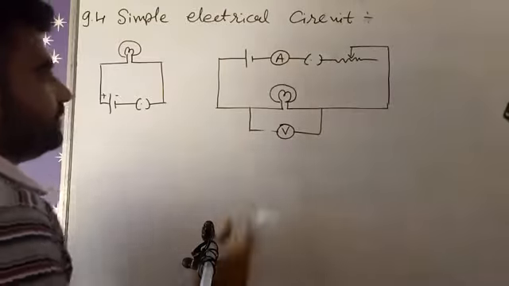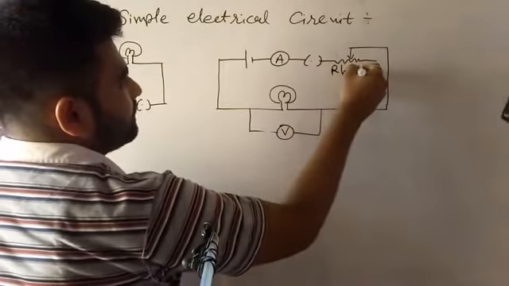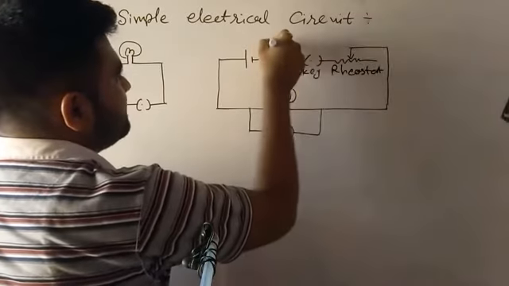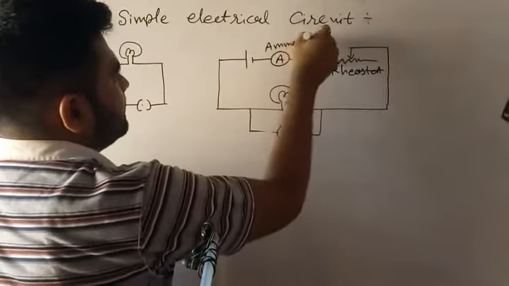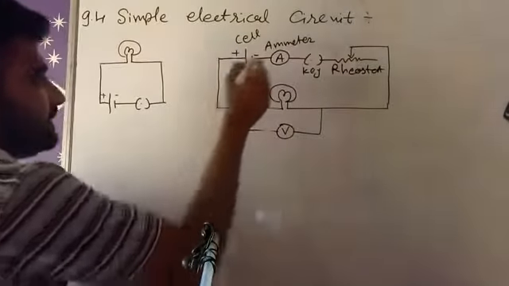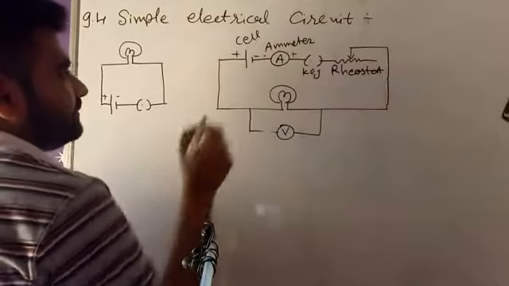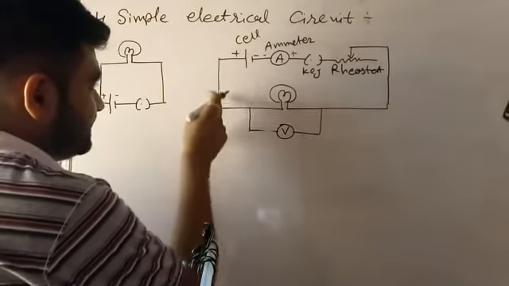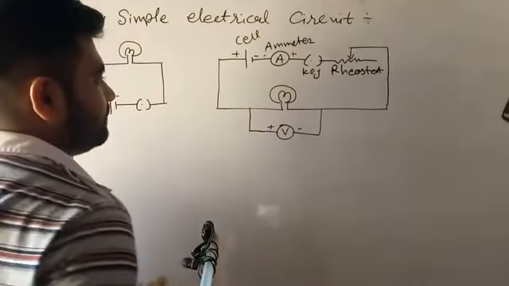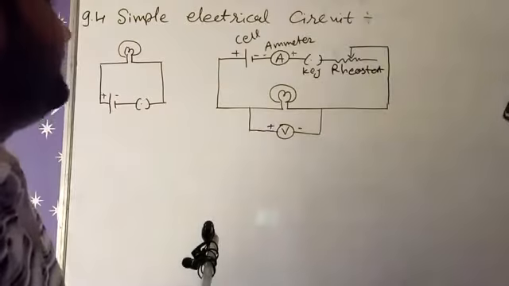Okay, so this is the rheostat, this is the key, this is the ammeter, this is the cell. So positive and negative: this is negative, this is positive. Similarly, if this is positive, then this is negative. So this is the connection.